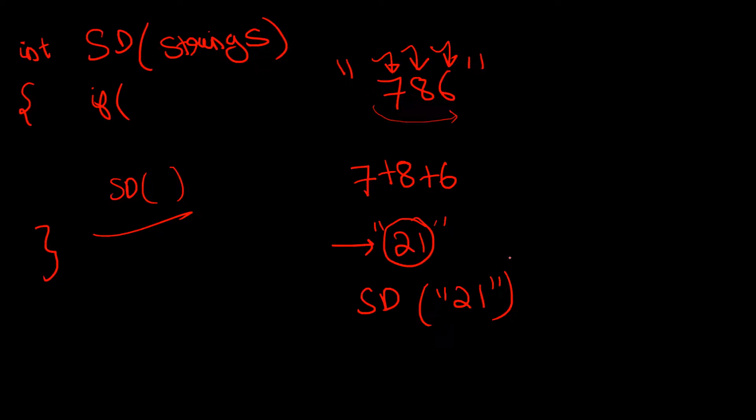Not getting this. See, try to understand what I'm trying to do. I want to find the super digit of string 786. This time you have a string, right? The length of the string is 3. So what do I want to do? I first of all want to find the sum of digits of the number.